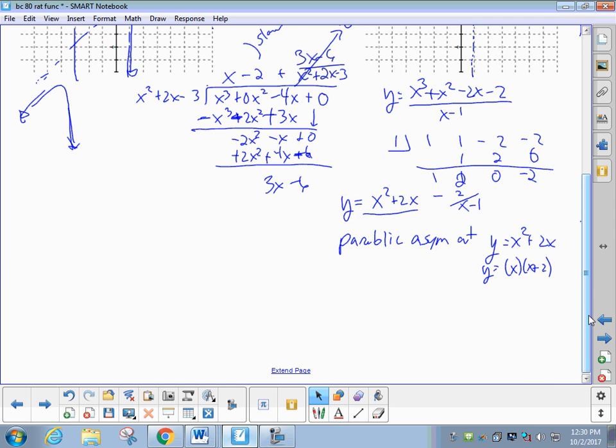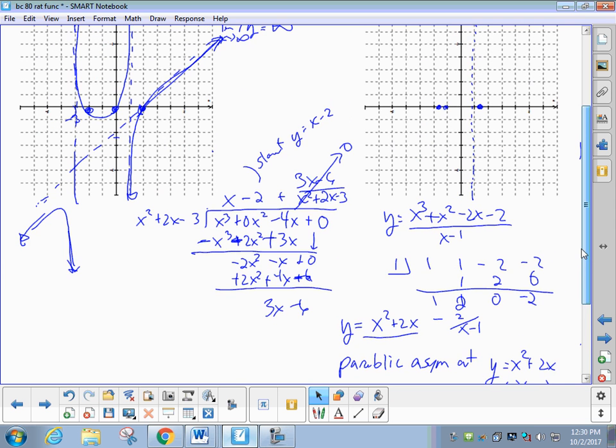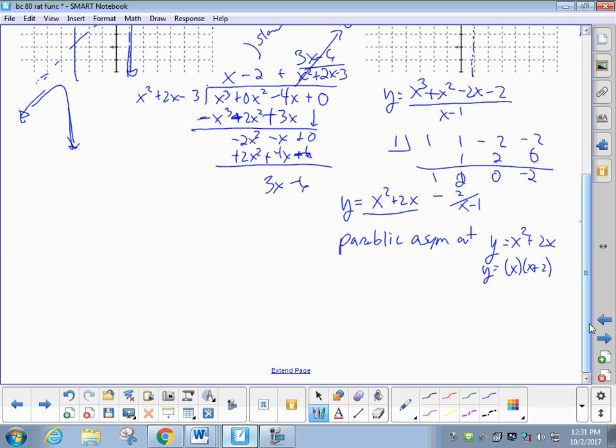Okay, so here's where colors come in handy. I have a parabolic asymptote with zeros at 0 and 2. And the graph would look like, that's what I said, -2.